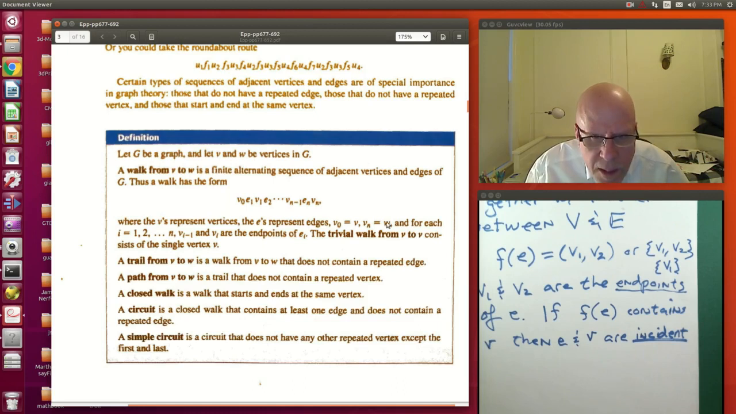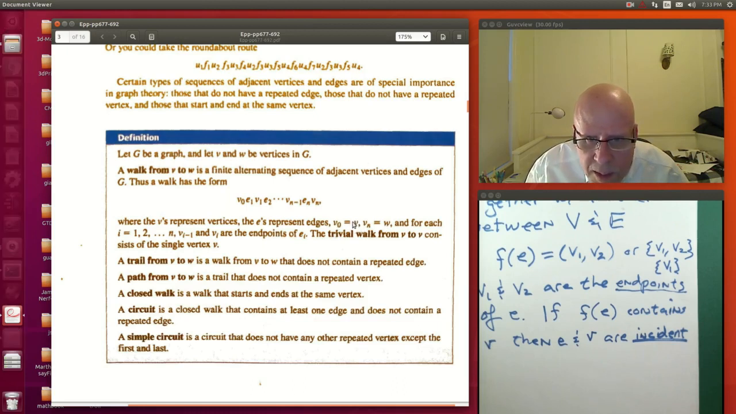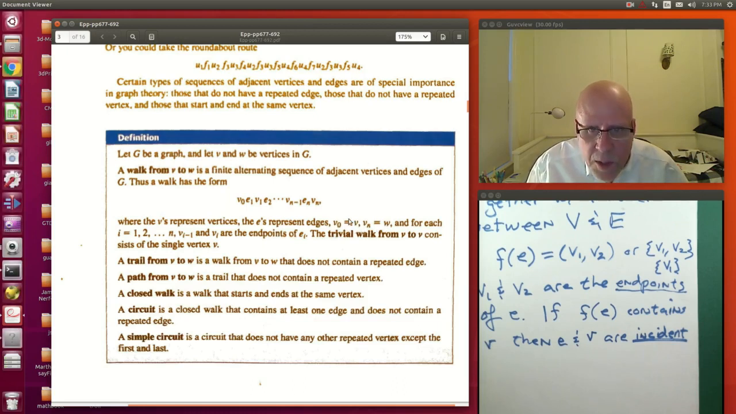Did they say that here? Yeah, they do, right? Right there. I wish I could highlight things. V0 equals V, Vn equals W.